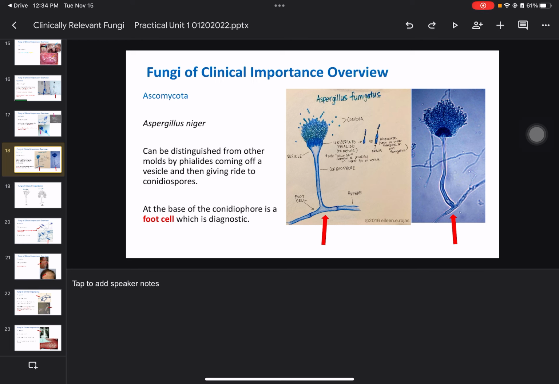But what is diagnostic for this is the foot cell. You see the foot cell? They all have a foot cell, and I will show you the organism with the foot cell. I will point at it and say, what is this? And then I'll say, what is the genus and species? So you said septate, and then the conidiophore gives rise to a columella. The columella gives rise to the phialides, and the phialides give rise to the conidiospores. Okay? So another way, Amy, of saying columella is a vesicle.